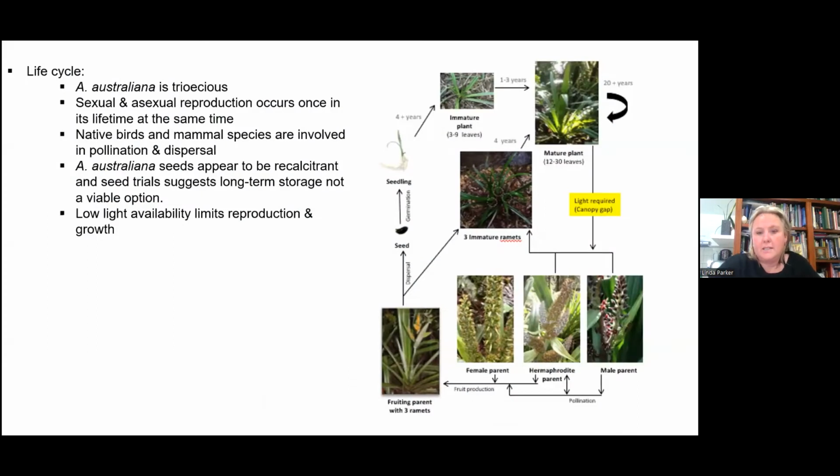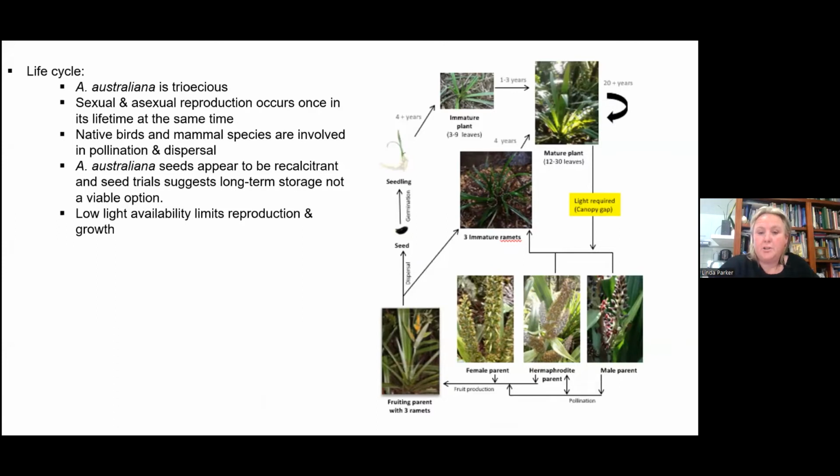So just as a background, we know that the species is trioecious. It means it has female, hermaphrodite and male flowers. We can also have hermaphrodites that have male and hermaphrodite flowers on them, or female and hermaphrodite flowers on them as well.